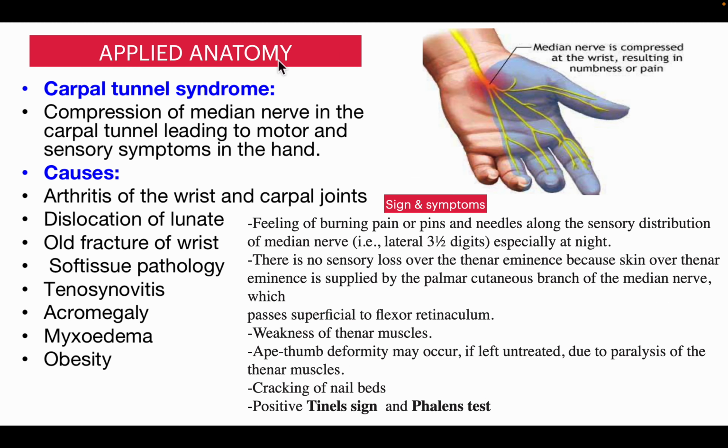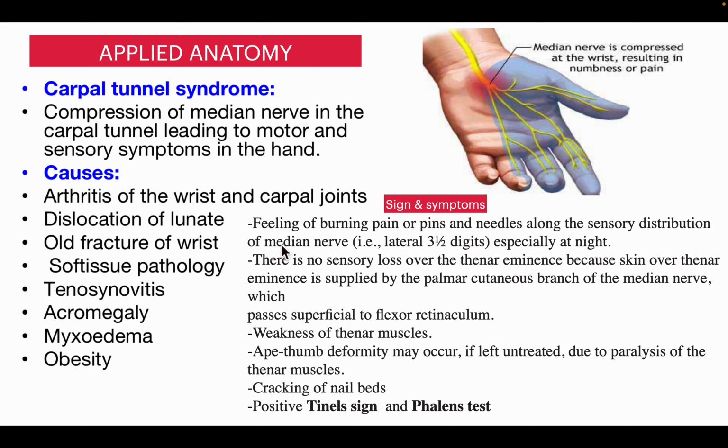Let's learn the applied anatomy related to the flexor retinaculum. The applied anatomy is carpal tunnel syndrome. It is a compression of the median nerve in the carpal tunnel leading to motor and sensory symptoms in the hand. There can be many causes: arthritis of the wrist joint and carpal joints, dislocation of the lunate bone, old fracture of the wrist, soft tissue pathology, tenosynovitis, acromegaly, myxedema, and obesity.